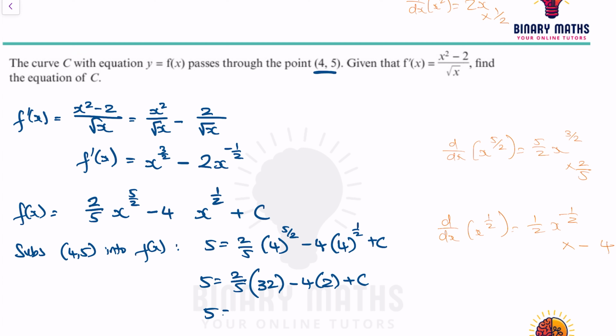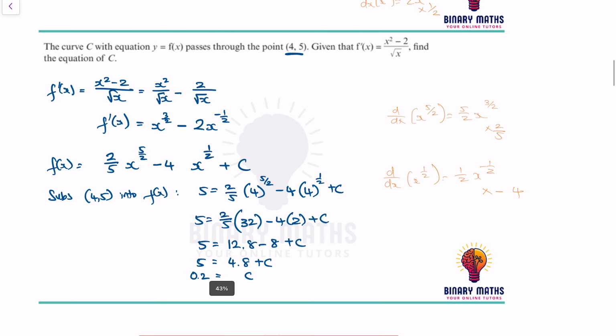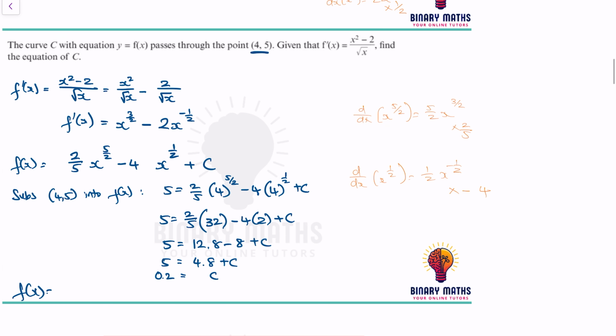So 5 will be equal to 32 divided by 5 is 6.4, times by 2 is 12.8, take away 8 plus c, which means 5 is equal to 12.8 take away 8, which is 4.8, plus c, which means c is equal to 0.2. So if I rewrite, f of x is equal to 2 over 5 x to the power of 5 over 2 minus 4x to the power of a half plus 0.2, which is the same thing as plus a fifth.